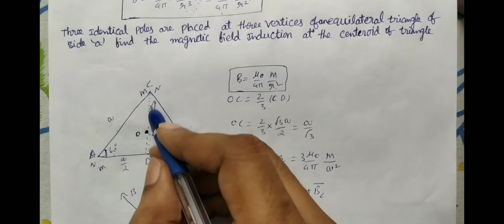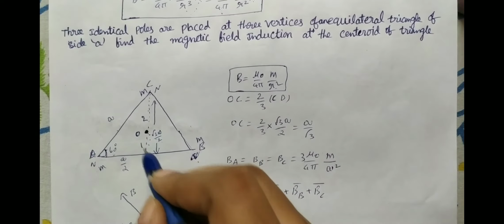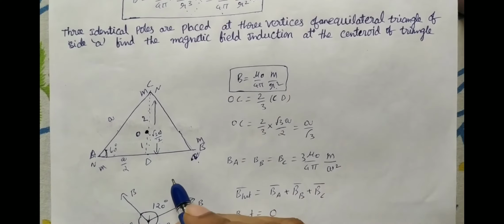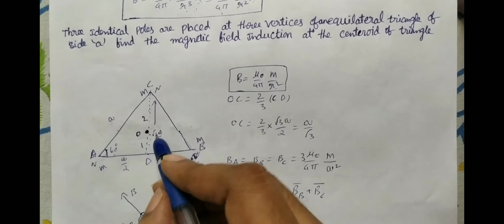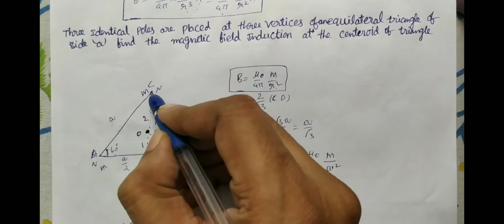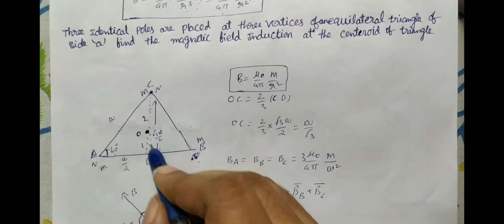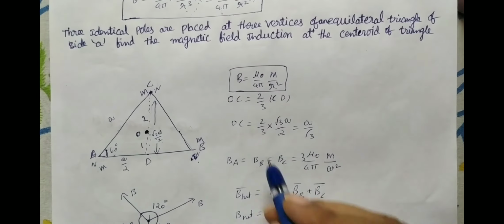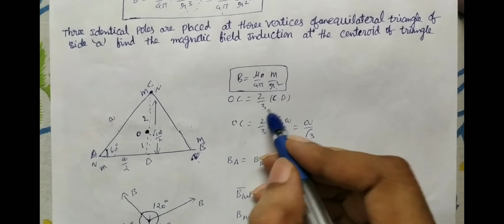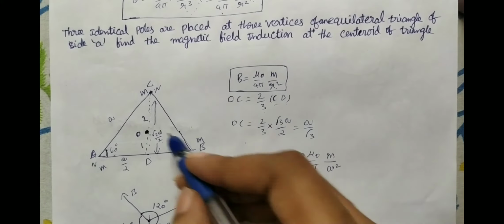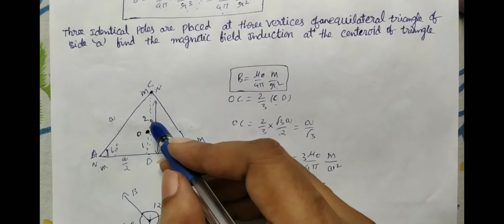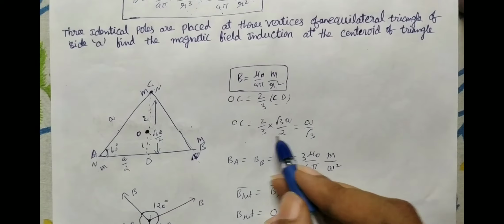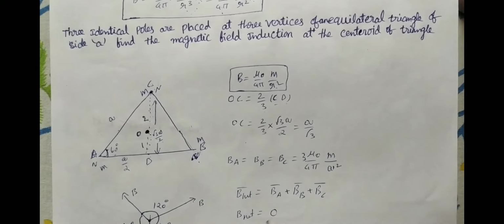The centroid divides this line in a 2:1 ratio. So what is the distance from the centroid to any one of the vertices of the triangle? We can write it like this. This is OC, this is CD or DC. So OC is equal to 2 by 3 of CD, because of the 2:1 ratio, total 3 parts, 2 parts required. And this total distance is root 3 a by 2. So from that you can calculate a by root 3.